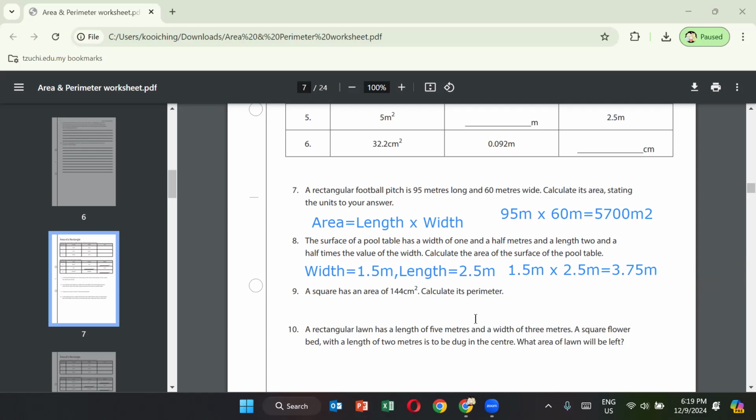So they say that the pool table has a length that is 2.5 times the value of the width. So I will be using 3.75 meters and multiply it by 1.5 meters, which will equal 5.625 meters square. And this will be our final answer for the area of the pool table.